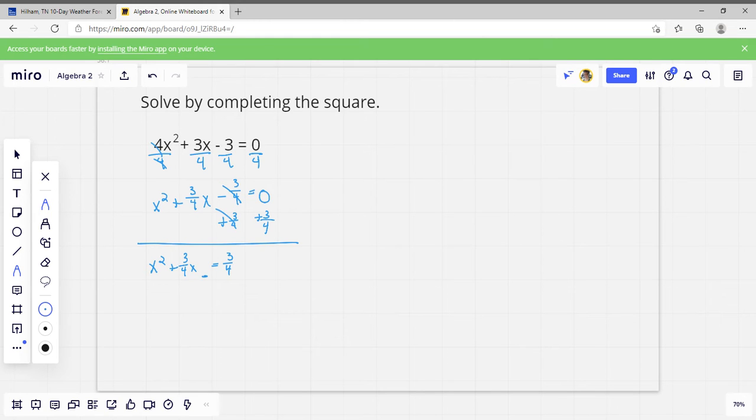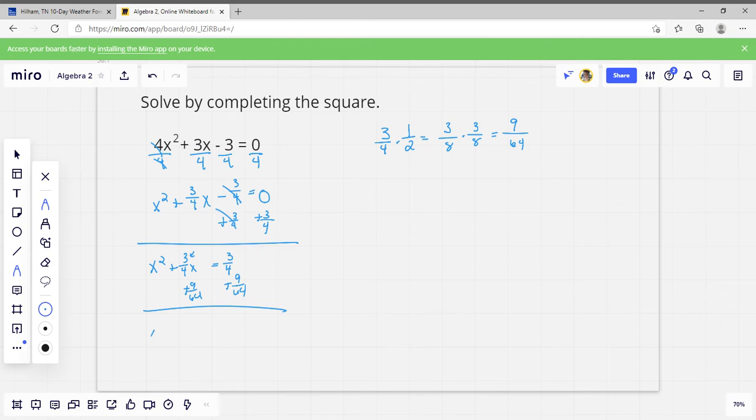Now, we have to find this last term so that we can make that into a square. We've got to complete the square. All right, and to do that, we're going to take 1/2 of our middle term, squared. So 1/2 of our middle term would be 3/4 times 1/2. And that's going to be 3 over 8. And then we're going to square that. So 3/8 times 3/8. 3 times 3 is 9. 8 times 8 is 64. 9/64. So we're going to add that to both sides. Plus 9 over 64 and plus 9 over 64.